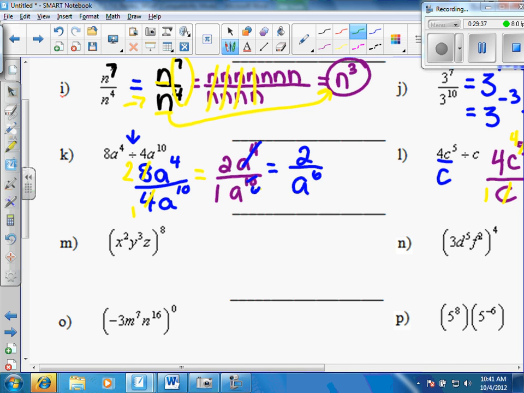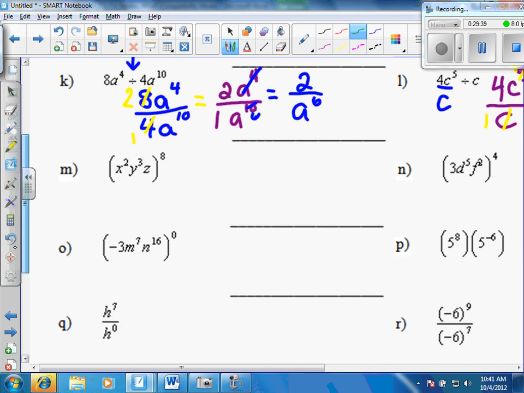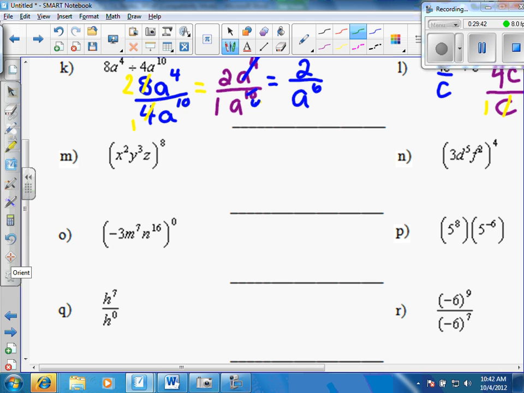One thing to keep in mind is this is longer than the test would be. This is lots of extra practice. Okay, moving on to M.